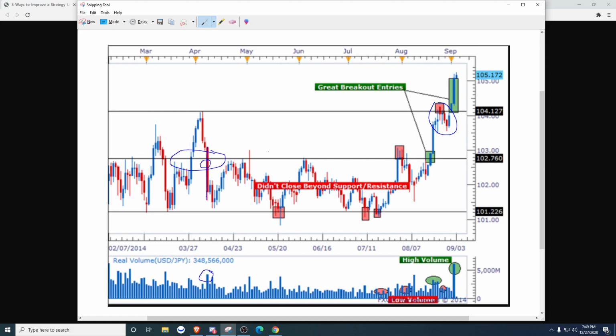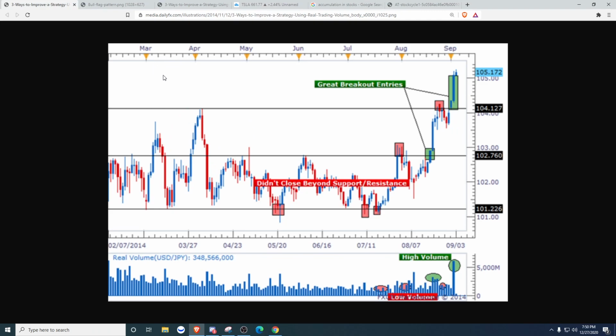Sometimes if there are two support areas close to one another, I don't worry about it too much. But when there's a really psychological support area, like the $1, for example, we definitely want that to hold. And that's what happened here. This is where we would exit, and this is where we would hold for a nice run like this.